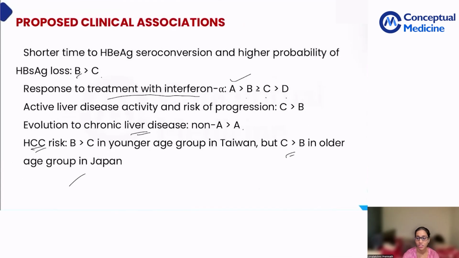Shorter time to HBeAg seroconversion is in the order A, B, C, D. HBsAg loss also, with interferon treatment, A, B, C, D. Shorter time to conversion, B was always considered better. Then you have evolution to chronic liver disease. It's least with A. So just remember, chronic disease is least with genotype A, but the slide is different. See, chronic disease is more with genotype A. This is actually from Sleisenger, it's not from Harrison. I took this from Sleisenger.